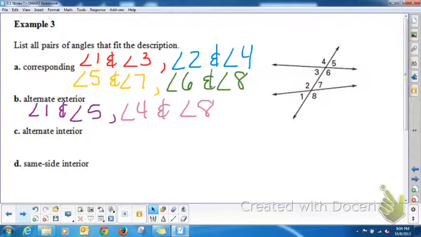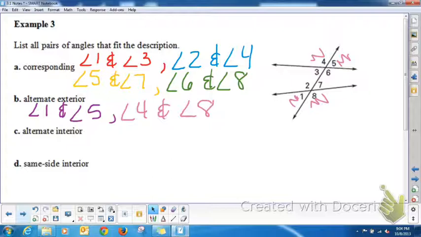Alternate exterior, those are the angles that lie outside of the lines that are cut by the transversal on alternate sides of the transversal. So angle 1 and angle 5, angle 4 and angle 8. Those are the 2 pairs of alternate exterior angles.